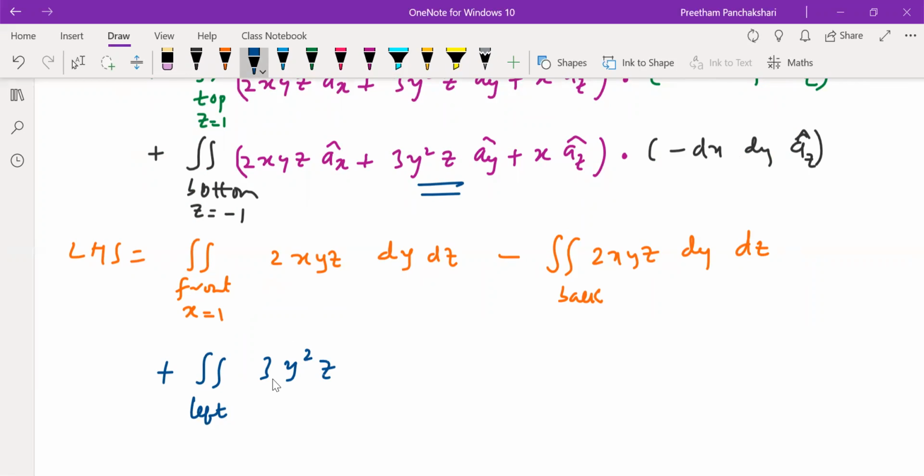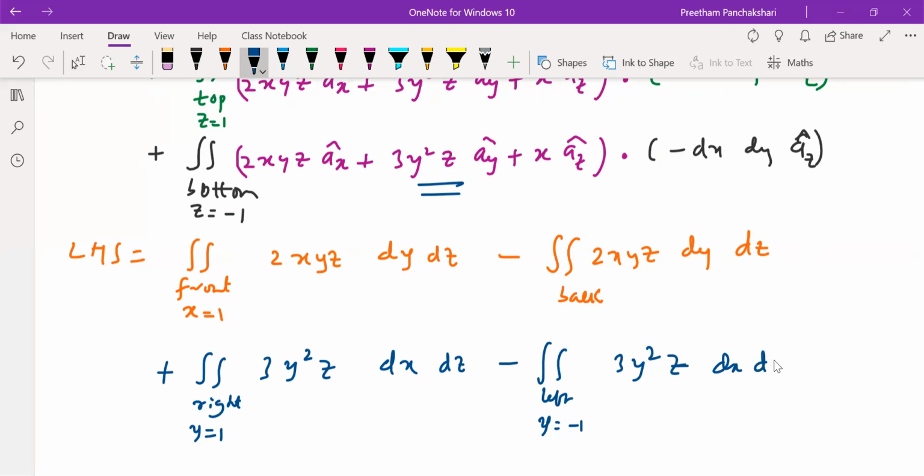into, so we shall go with the right face first. We shall maintain the order to avoid confusion for you later. First the right face. And right face is at y equal to 1, perpendicular to y axis. That's why this is dx into dz. Perpendicular to y means dx into dz. Now this fellow will be the integral on the left face, which is negative. Y equal to minus 1. 3y square z dx dz.